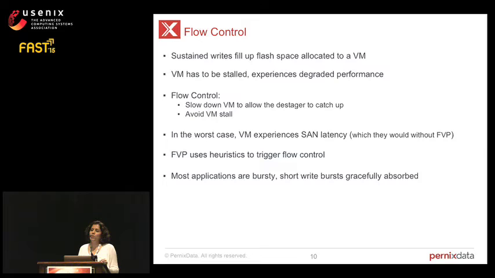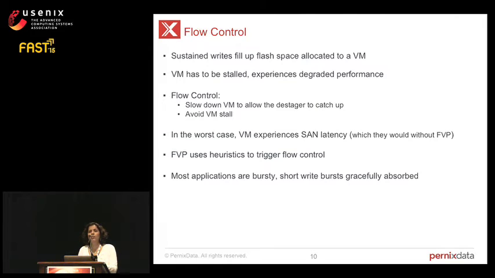The key idea of flow control is that you need to slow down VMs that are going through these sustained write phases. To do this, FVP injects artificial delays when acknowledging a write to a VM, thereby slowing down the VM. This gives the Destager some time to catch up and make more space for the VMs. FVP continues to introduce increasing amounts of delay to a point where, in the worst condition, the VM will operate at SAN speed, which it would have done if there were no FVP. But the key point here is that the VM does not need to stall. It can continue at SAN speed until it is done with its intensive writes.